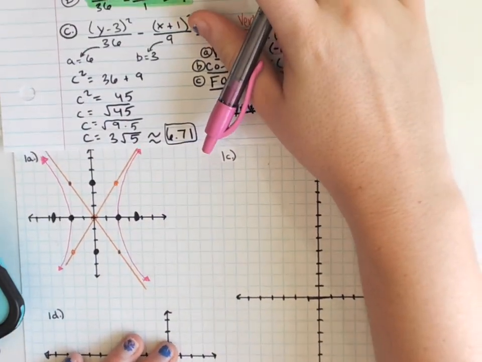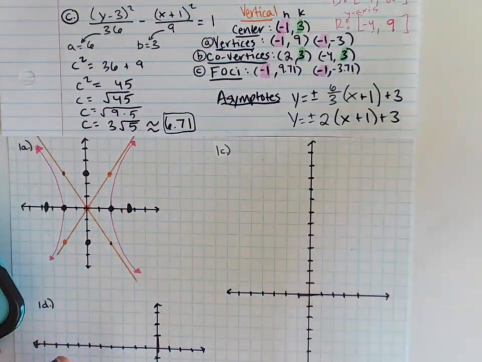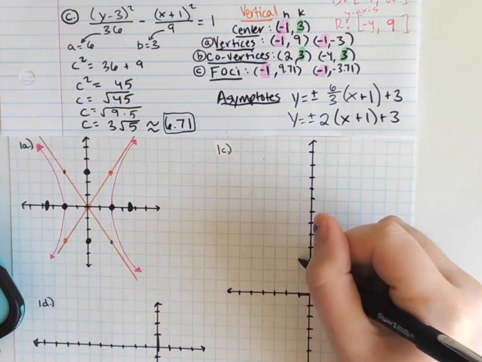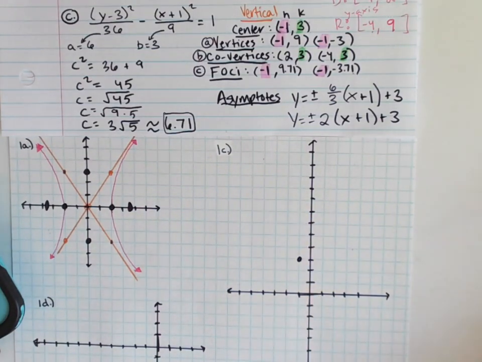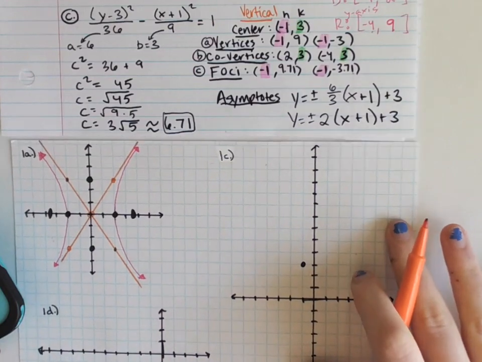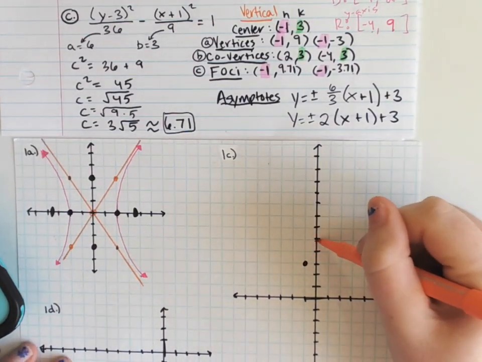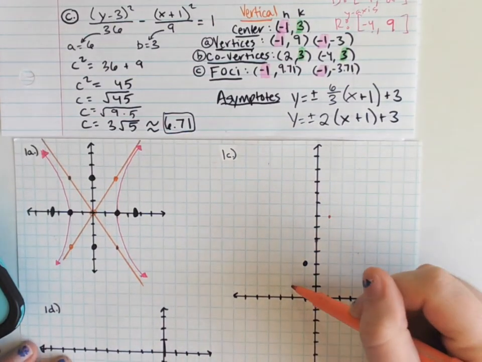I'm going to start by graphing my asymptotes. Or no, my center is a good way to start. So let's go -1, 3. And now I'll do my asymptotes. It's slope of 2, so I'll go up 2 over 1, up 2 over 1.